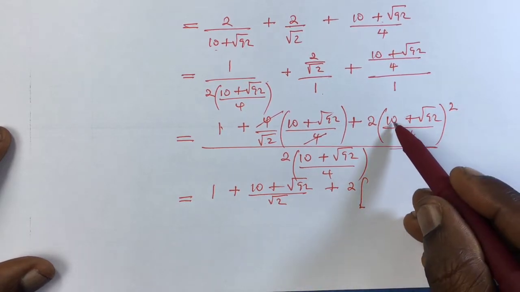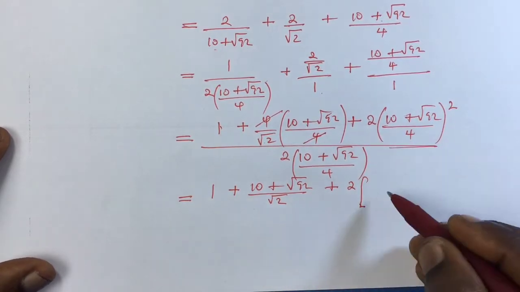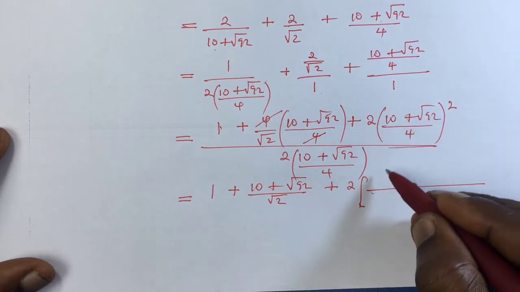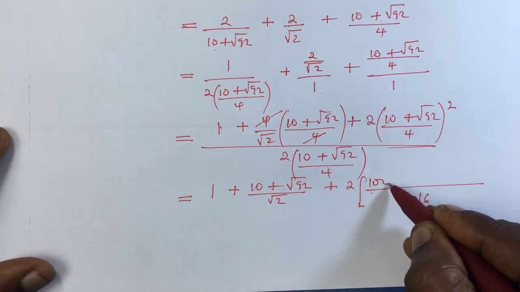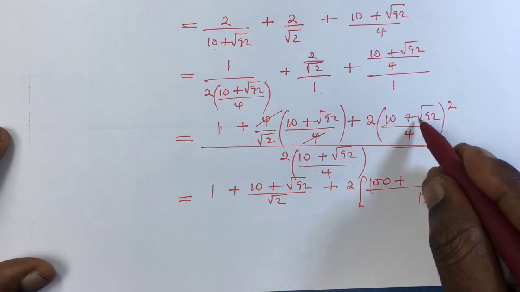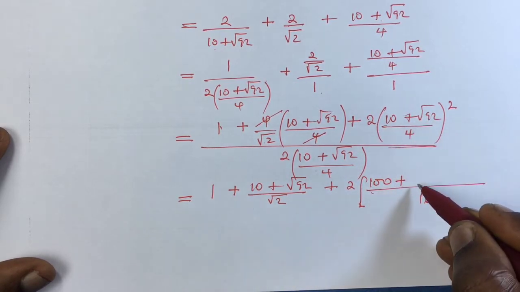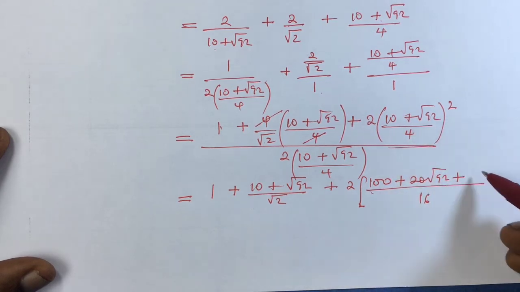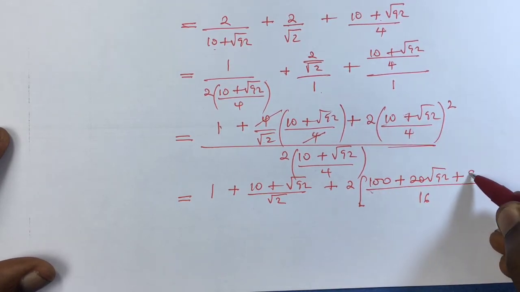Okay, so the numerator squared all over the denominator squared. The denominator squared will give you 4 squared, which is 16, and the numerator squared will be the first term squared, 100, plus the product of the 2, 10 root 92 times 2, giving you 20 root 92, plus the last term squared, root 92 squared, giving you 92.